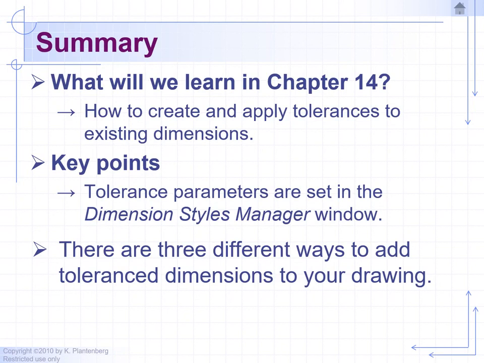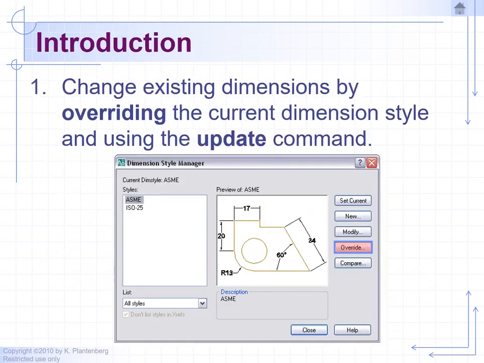Key points: tolerance parameters are set in the Dimension Style Manager window in AutoCAD. There are three different ways to add tolerance dimensions to your drawing. Let's say you just added dimensions with no tolerance, as shown in the preview, but you wanted to add tolerances. One option is to override. So you go into your Dimension Style Manager, something we learned in the previous chapter, and you click Override, and you can add a tolerance of plus or minus 0.100, for example, or you can add a max and minimum. And you can update, and it'll update all your dimensions to include a tolerance attached to your dimension.